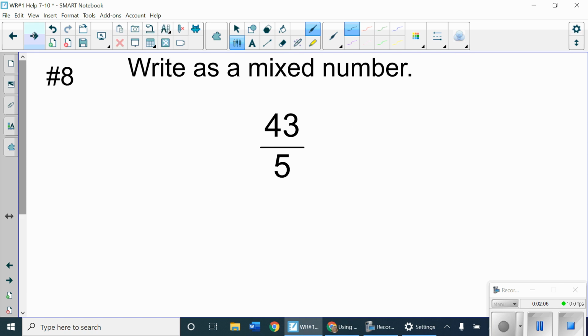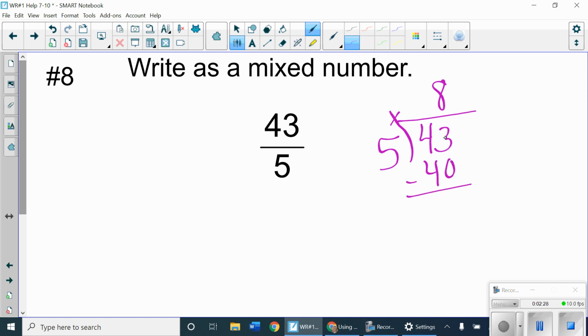Okay, we'll do another example of taking an improper fraction and turning it into a mixed number. So this is 43 divided by 5. 43 is being divided by 5. 5 goes into 43 8 times. 8 times 5 is 40. And our leftover is 3. This is your whole number, this is your denominator, and this is your numerator. So our answer is 8 3/5.